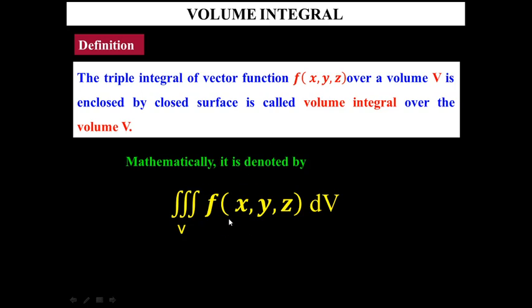If F is a scalar function, then it will become the volume integral of a scalar function. So today we have seen the surface integral, its mathematical expression, the volume integral, its mathematical expression, and a description of them. Thank you very much.